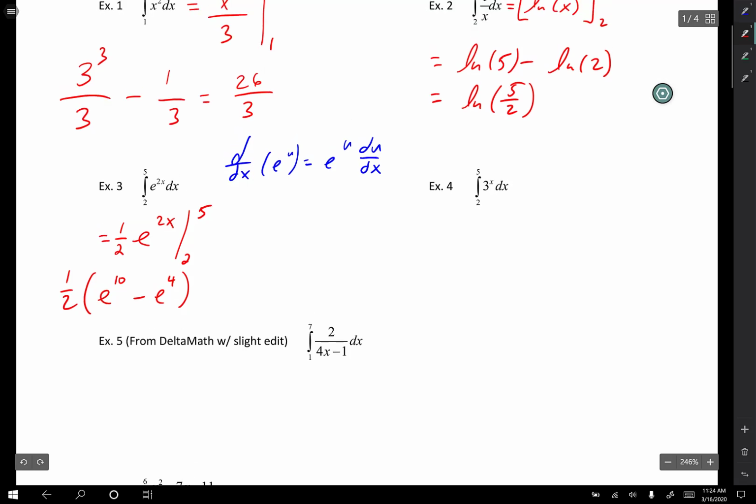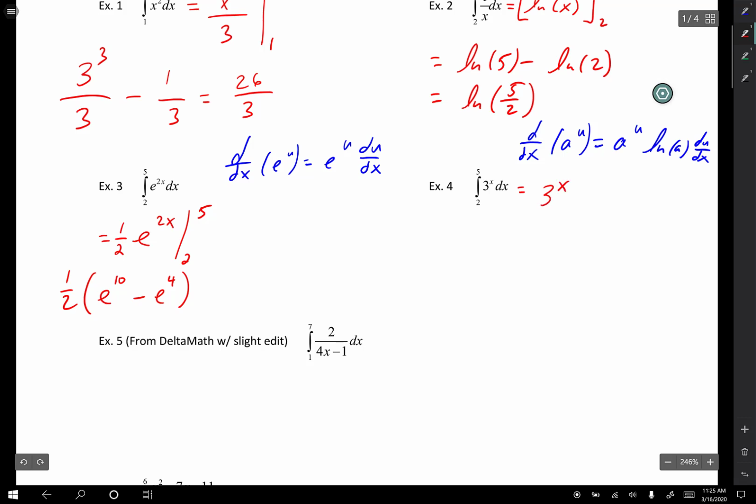3 to the power x. No, do not do this. I've seen several of you do 3x plus 1 divided by x plus 1. That is wrong, guys. Please do not do that ever. If you remember, the dx of a to the u is a to the u ln a du dx. So, going backwards, the antiderivative of 3 to the x must be itself, 3 to the x.